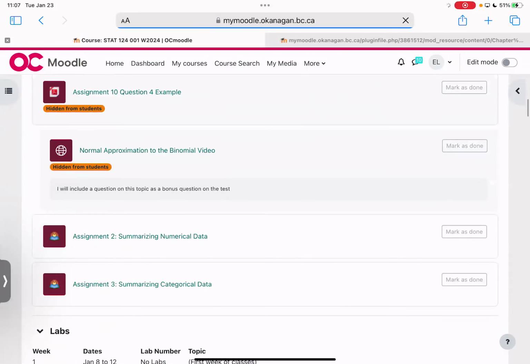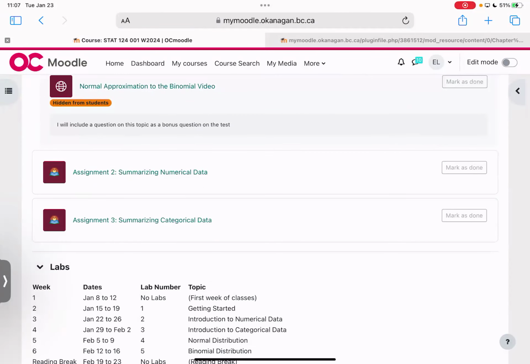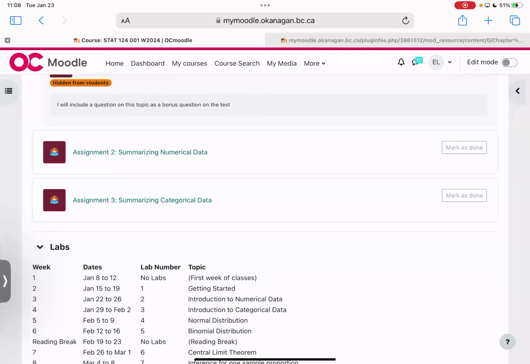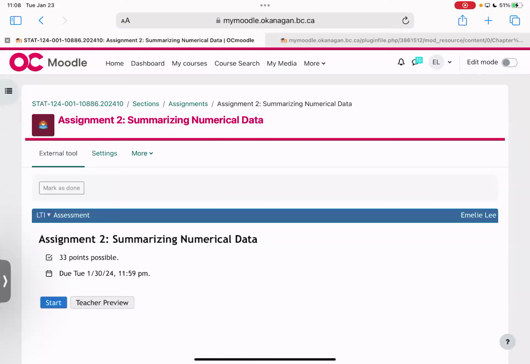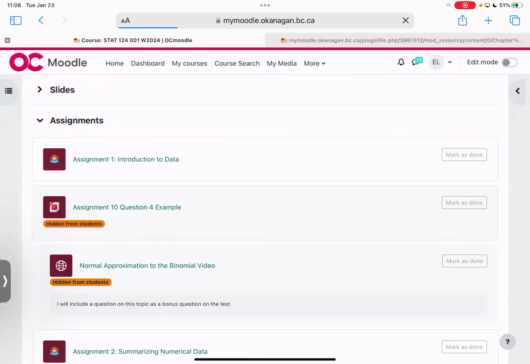Hopefully I did. Yeah. So assignment 2 and assignment 3. Assignment 3 is just itty bitty because it's on categorical data, which we'll start and finish today. And so just small. But I gave you a week to work on them. So they're both due January 30th. All right. Any questions before we start?